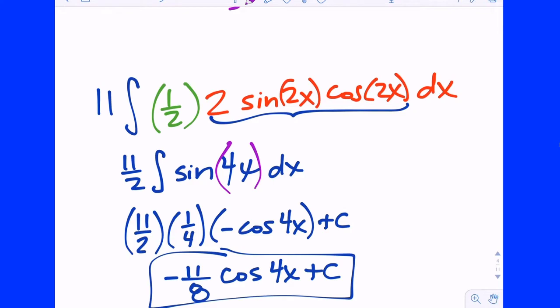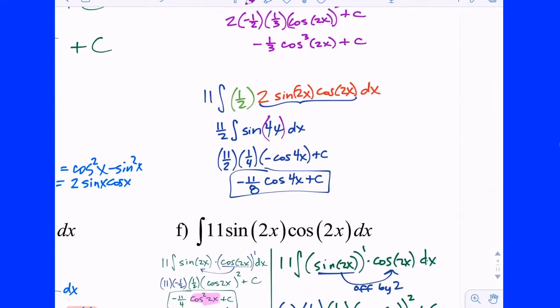So whenever your inside function is linear and you only have one factor, it's going to work. You're off by a 4. How do you correct an unwanted 4? Correction of a 4th. 11/2 goes for a ride. 1/4 correction. Part 2, what's the antiderivative of sine of blob? Negative cosine of the blob plus c. So it does come out to be negative 11/8 cosine of 4x plus c. Now, how would you show that those are equivalent?